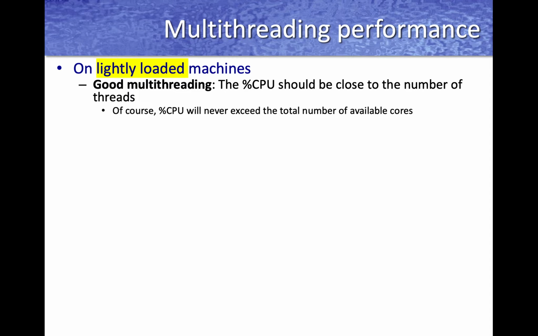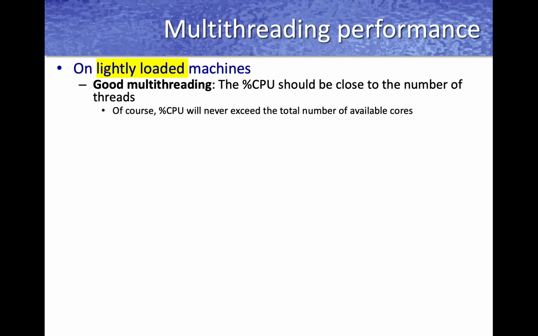On lightly loaded machines, this is important. That means on this machine, the given program was the one that was predominantly running at almost all of the time. If you have a well multi-threaded program, the percentage CPU being reported should be very close to the number of threads. Keep in mind the percentage CPU will never exceed the total number of cores, and the percentage CPU will not be exactly equal to the number of threads, but it will be close.